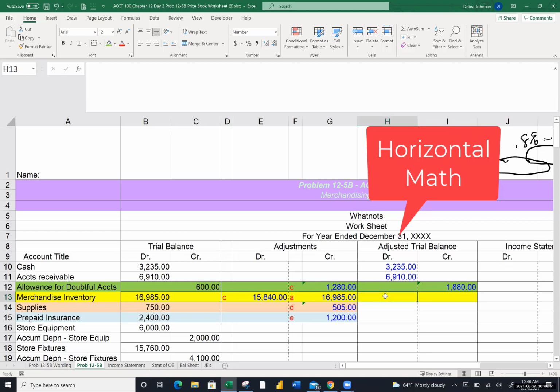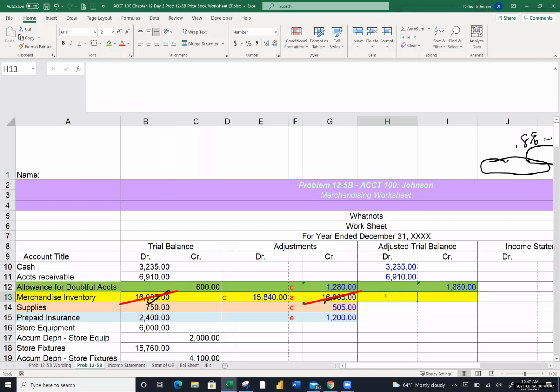The last thing I wanted to show you that is new, again, we talked about this earlier, the inventory account. Do you see how these two cancel each other out? And what you're left with sitting in inventory is the 15,840, which is the new inventory. That is what should be sitting there. And the supplies, we started with 750 and it went down by 505. We're left with 245. That number should look familiar. That's the amount of supplies that were on hand. So we know we've done that correctly.